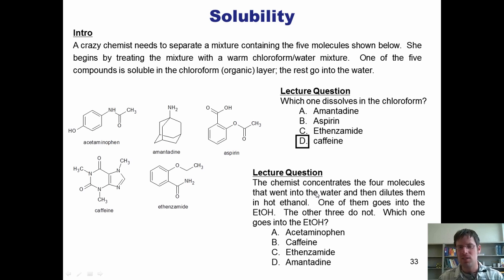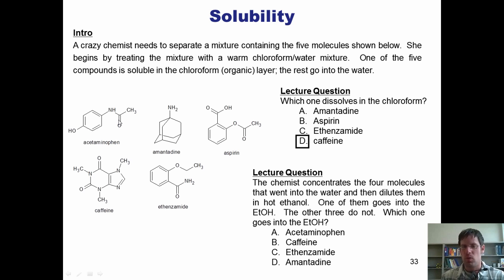The chemist concentrates the 4 molecules that went into water. So the chemist now has these 4 molecules, evaporates off all of the water. That's what we're saying when we say that the chemist concentrates the 4 molecules. Then she dissolves these 4 molecules in hot ethanol. One of these 4 molecules goes into hot ethanol and the other 3 do not. Which one goes into hot ethanol?